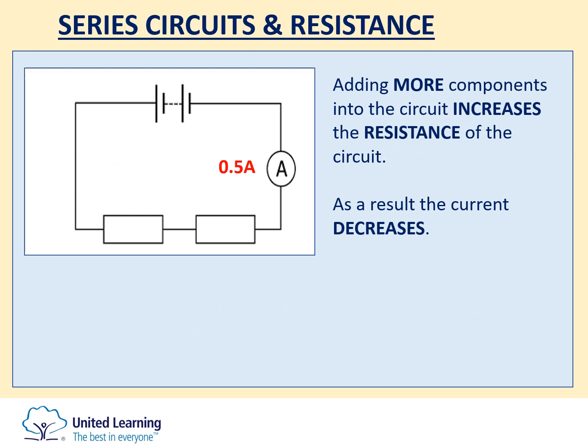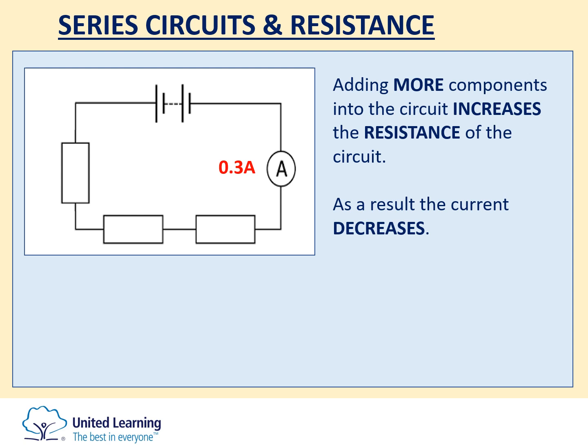The rule for resistance, however, in a series circuit is that the resistance increases with the more components you add. So each component has its own resistance. By adding more components in series, you increase the total resistance in the circuit, and as a result of that, the current will go down. So here you can see two resistors, the current is 0.5 amps. If I add a third resistor in there, you'll see the current decreases to 0.3 amps.